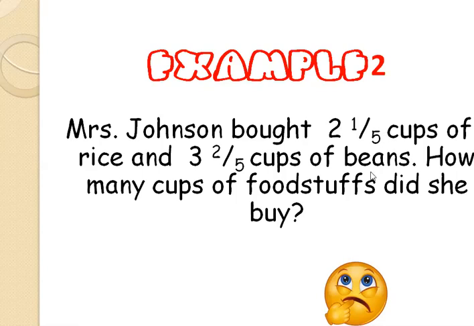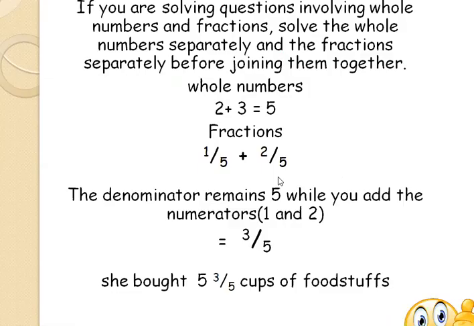The question is asking how many cups of foodstuff. It simply means add the cups of rice to the cups of beans. And that will give me 2 whole number 1 over 5 plus 3 whole number 2 over 5. So when you're solving questions that involve mixed numbers and fractions, you have to separate the whole number from the fraction. So you have the whole number separately, add the fraction separately, and then you write them beside each other. So for the whole number, I have 2 and 3. So 2 plus 3 is 5. Then for the fraction, 1 over 5 plus 2 over 5.